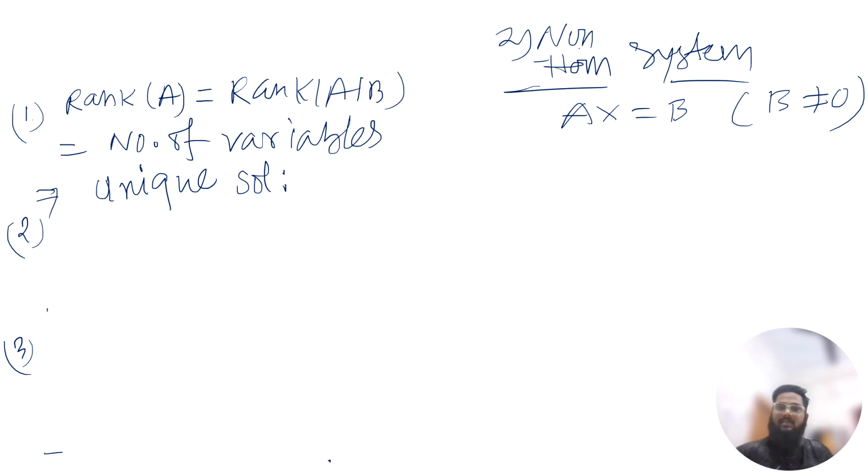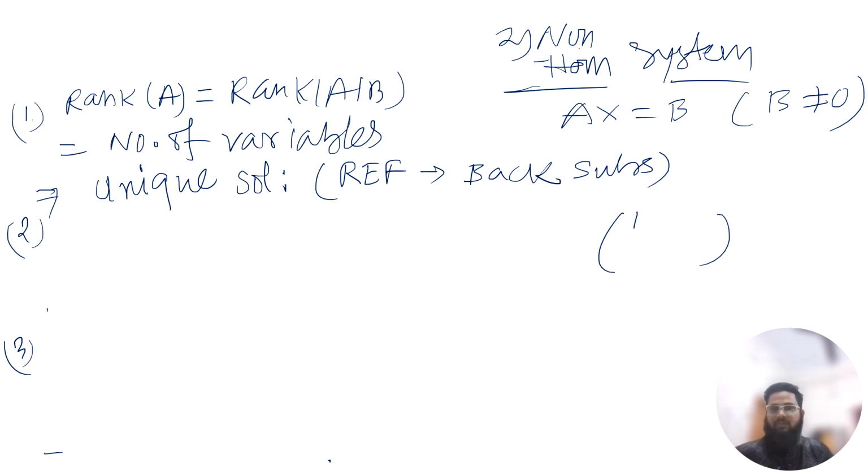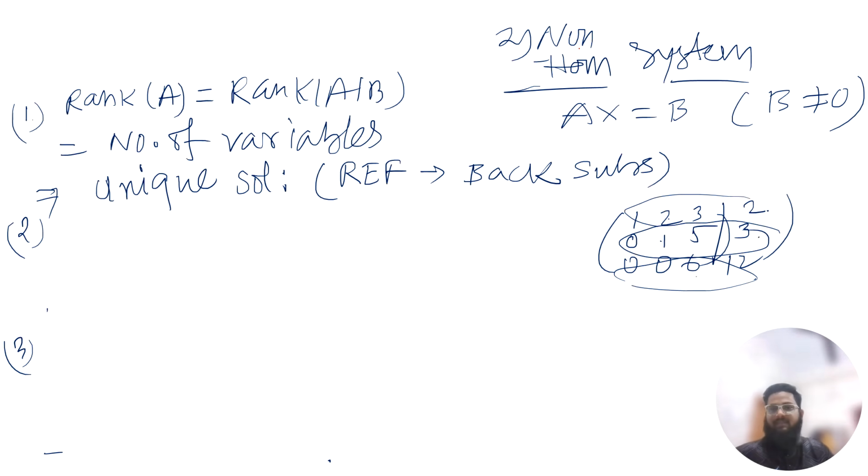And how to find the unique solution? You just take the REF form, then do the back substitution. That means, suppose this is the REF form 1 2 3, 0 1 5, 0 0 6, and here suppose 2 3 12. So you take x into 1, y into 2, 3 into z equal to 2, then y plus 5z equal to 3, then only 6z equal to 12. Now find the z value from this, then find the y value from here, then find the x value from here. This is the process to find the solutions.